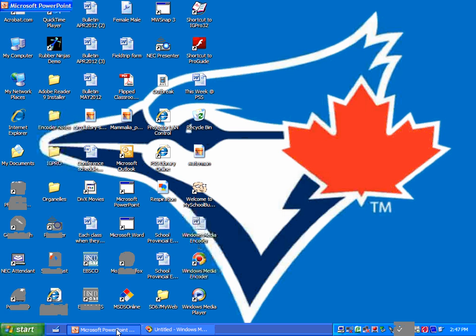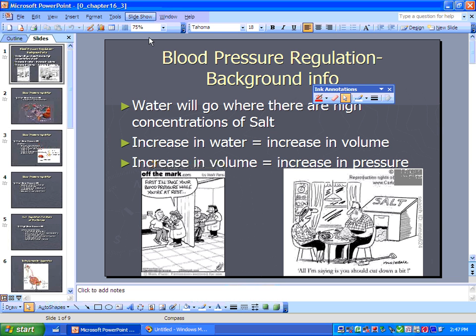All right, ladies and gentlemen, welcome back. We're looking today into the kidney and how it regulates blood pressure.